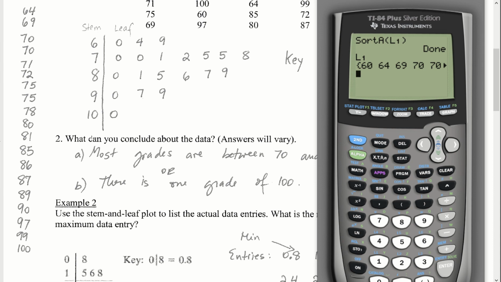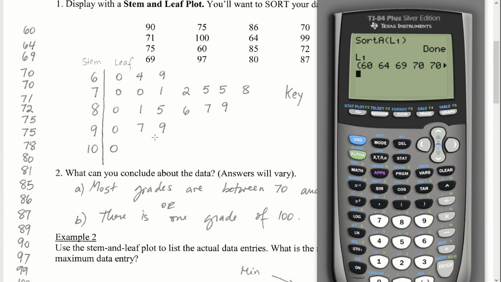Furthermore, let's suppose, hypothetically speaking, I had a value that was missing in the 80s. Even if there were no 80 scores, you would still need to put that stem there. There would just be no leaves across from it. So please make sure that whenever you do your stem leaf diagrams, you have every stem from the minimum up to the maximum, even if one category happens to be missing values.